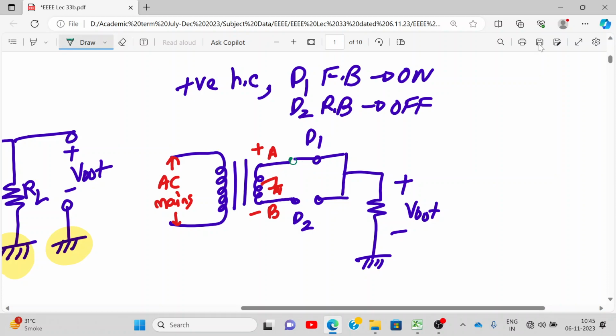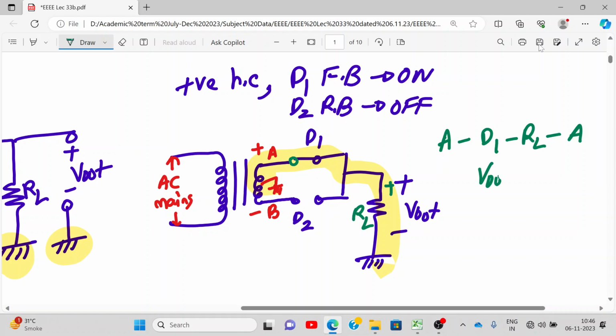Let me take this. It's flowing like this. See, it starts with point A. Listen here. It starts with point A, goes to D1, then goes to RL. This is RL, and then goes back to ground, and then again back to your A. So it's an entire loop. Okay. So this is the flow of current. So remember, flow of current is from positive to negative of the output voltage.